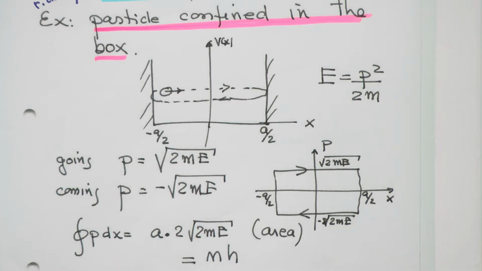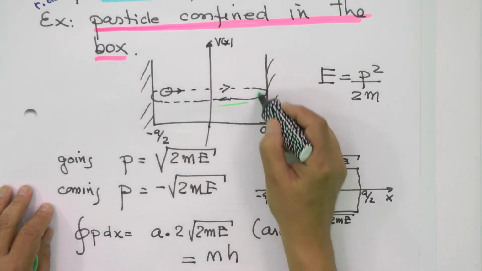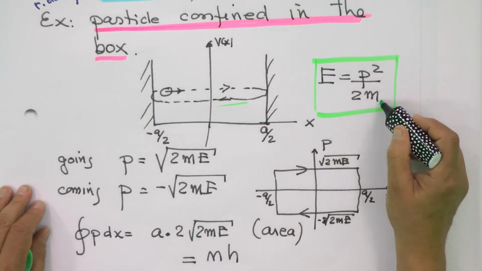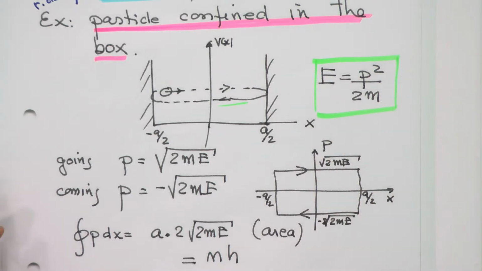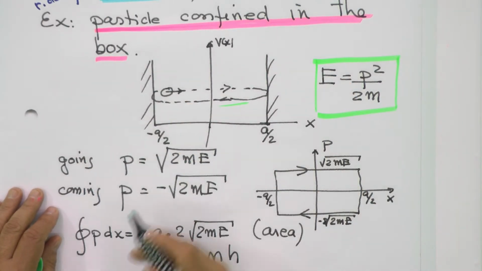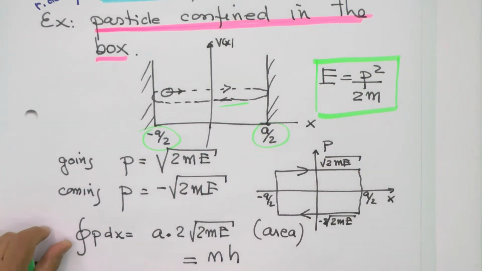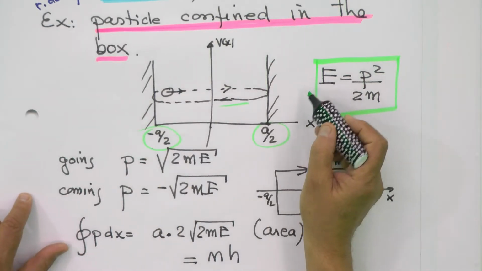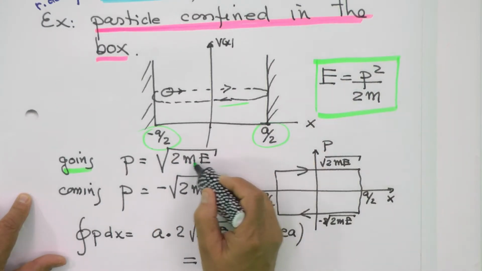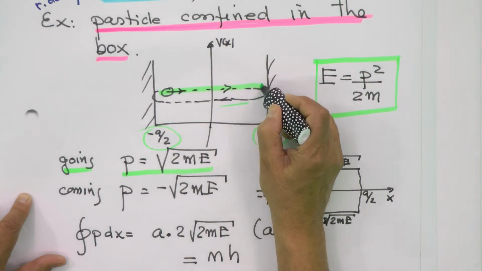And considering this particle in a box, we know that the particle comes and goes in periodic motion. The energy is given by E equal to p squared divided by 2m, which is the kinetic energy, only kinetic energy here. This is a rigid wall. There is no penetration of the particle. And the particle goes from minus a over 2 to a over 2, just to be symmetric. When the particle is going in the positive direction, p is equal to the square root of 2mE.